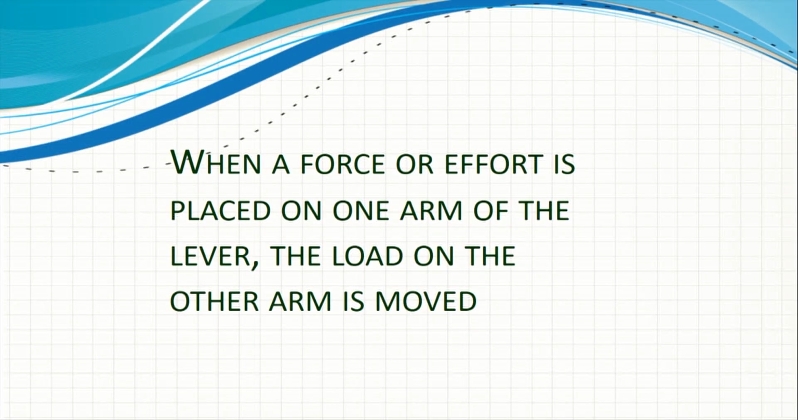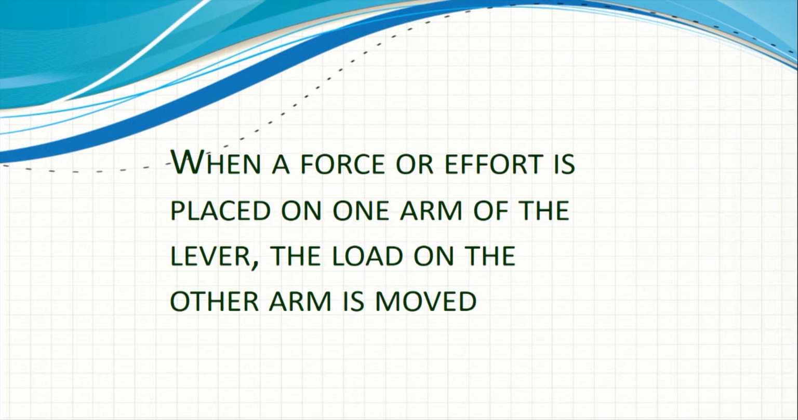When a force or effort is placed on the arm of a lever, so remember we have two ends, when the force is placed on one side, the load on the other side is moved. So if I'm sitting there on the seesaw by myself, I would be the load, and then a friend comes on and says, hey, can I sit on the seesaw with you? and he sits on the opposite end. So that force he applies on the other end would move that arm and move that load. And this is how it works.